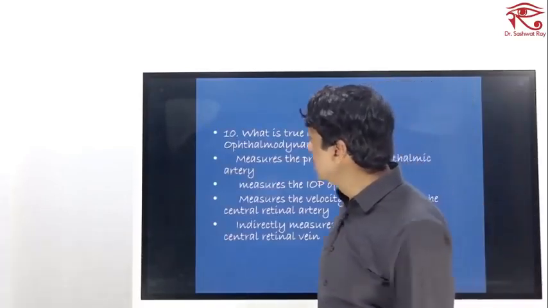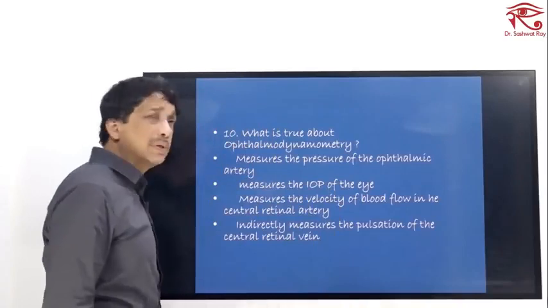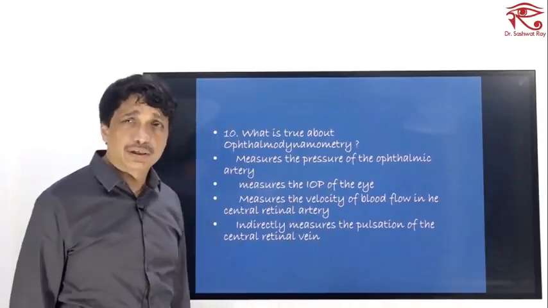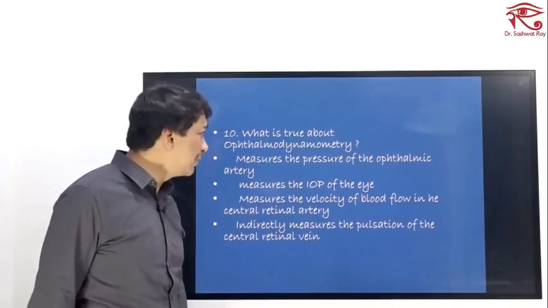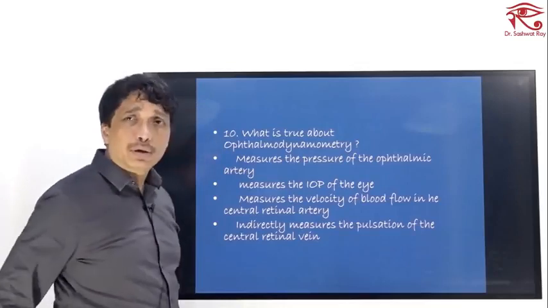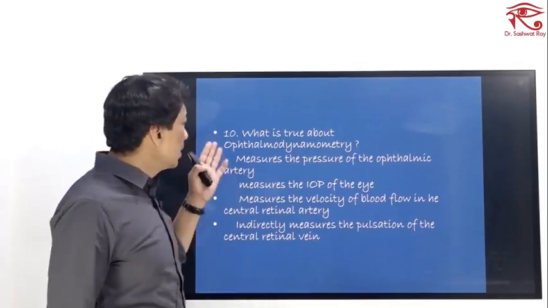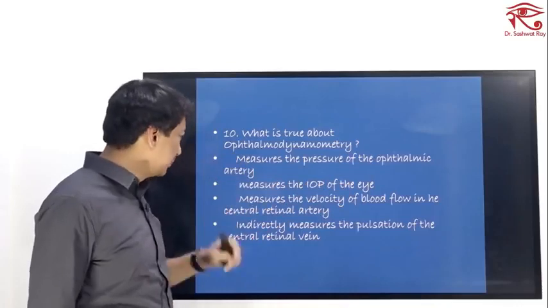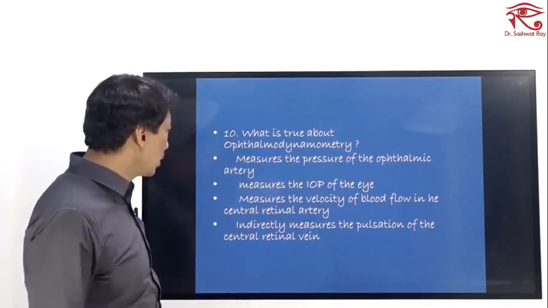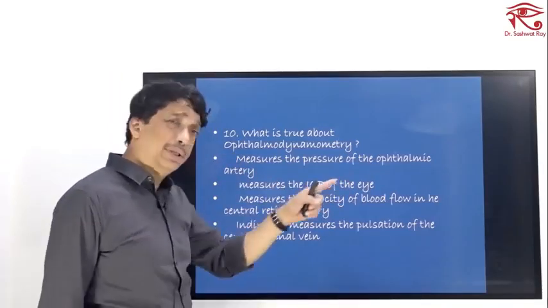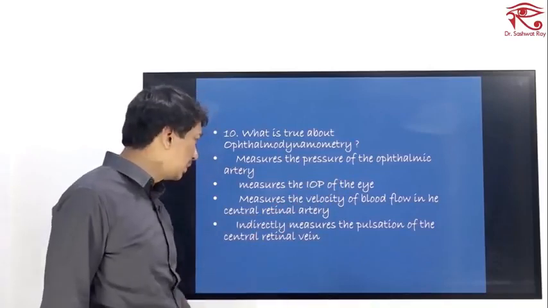The 10th question is, what is true about ophthalmodynamometry? I don't know how many of you have heard of this investigation, though it's an old time investigation. Let's look at what the offerings are. First, it measures the pressure of the ophthalmic artery. B, measures the intraocular pressure of the eye, incorrect, because this is the tonometer, intraocular pressure measured by the tonometer.